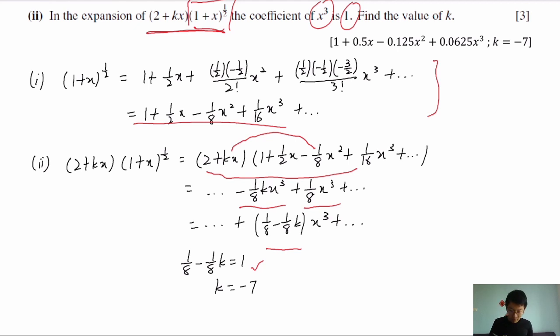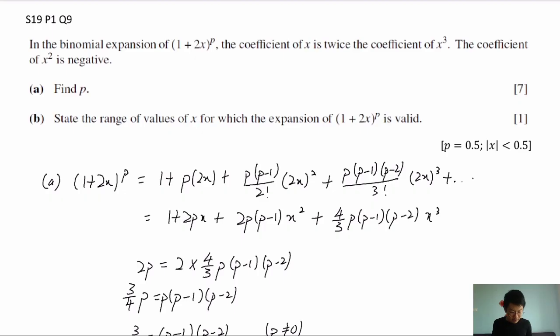Okay, so we'll move on to the last question here. We have the binomial expansion of (1 + 2x) to the power of p. It's given that the coefficient of x is twice the coefficient of x cubed, and it is also given that the coefficient of x squared is a negative value. Okay, so the first part is to find p.